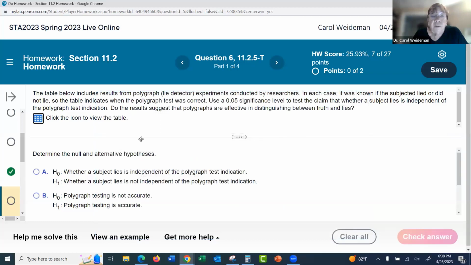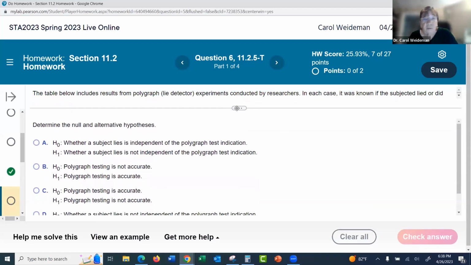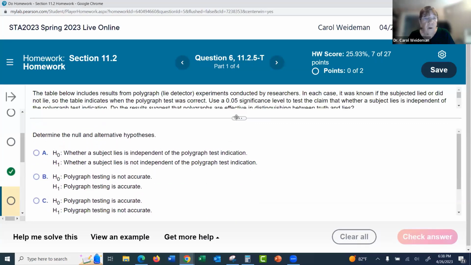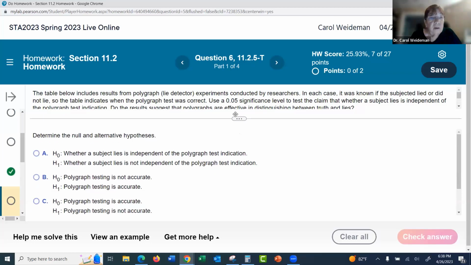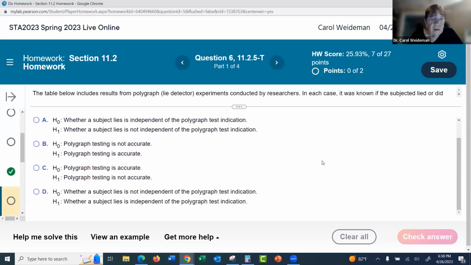Okay, so first thing we want to do is find the null and alternatives. Let's take a look at the possibilities here. Remember the two variables that we're looking at are subject lying and polygraph result. Let me look at the claim again: test the claim whether the subject lies is independent of the polygraph test. So the two variables are subject lies and polygraph test indications.